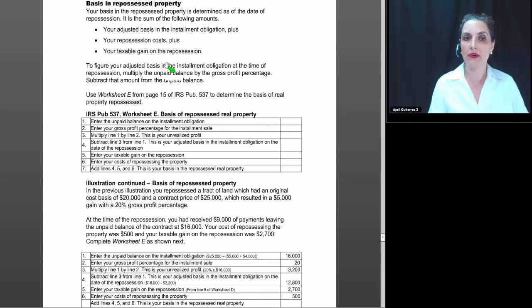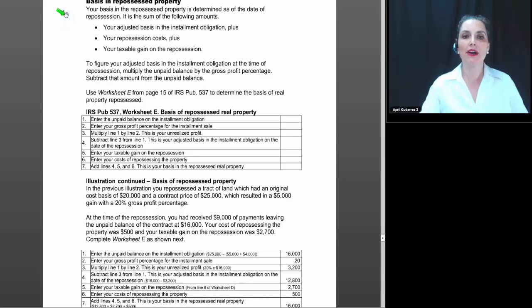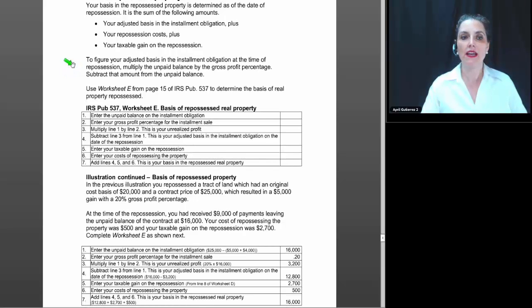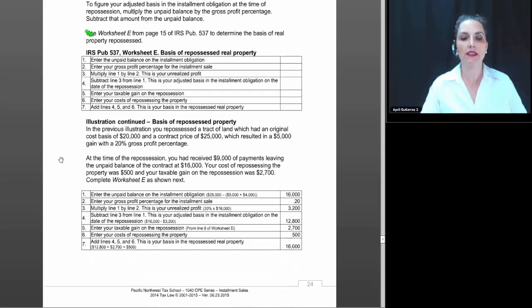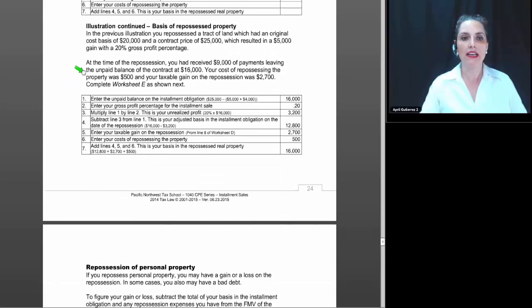What would be the basis now in the repossessed property? Your basis in the repossessed property is determined as of the date of repossession, and it is the sum of the following amounts: your adjusted basis in the installment obligation plus your repossession costs plus your taxable gain on the repossession. To figure your adjusted basis in the installment obligation at the time of the repossession, multiply the unpaid balance by the gross profit percentage, then subtract that amount from the unpaid balance. IRS says you can use Worksheet E from page 15 of IRS Publication 537 to determine the basis of the real property repossessed. So we've gone ahead and done that.